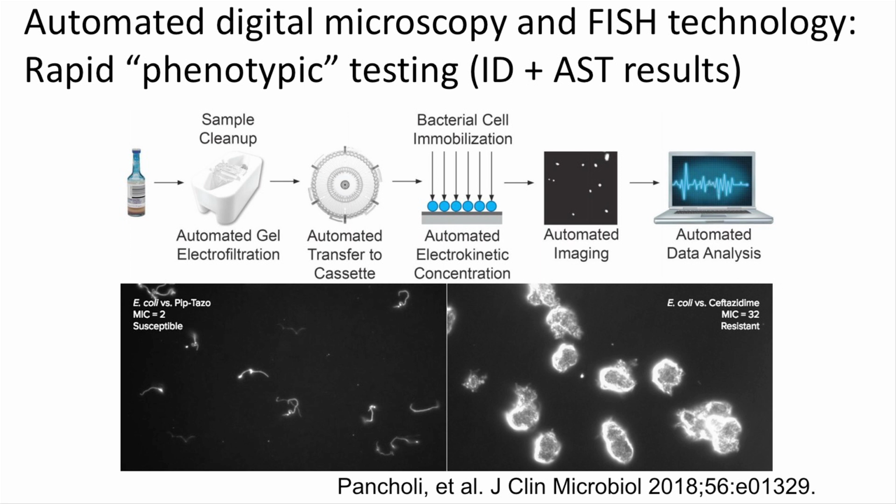And then you look at the behavior. I think this is pretty cool. You look at the behavior of these bacteria in the presence of a fixed concentration of antibiotic. Do they, like on the left, if they're susceptible, do nothing? Or on the right, this E. coli, which is resistant to ceftazidime, in the presence of ceftazidime, starts growing these microcolonies. And the automated microscopy detects that and produces a result.